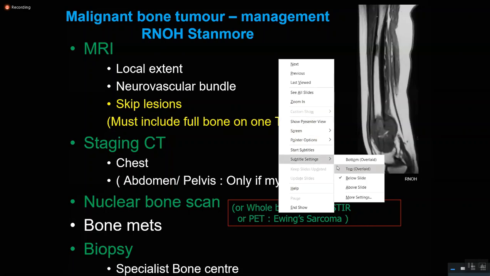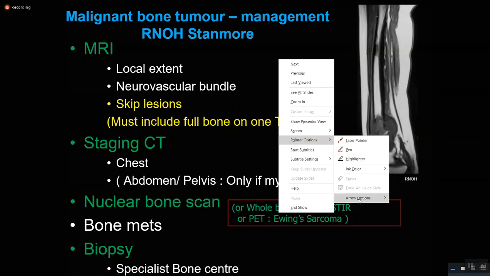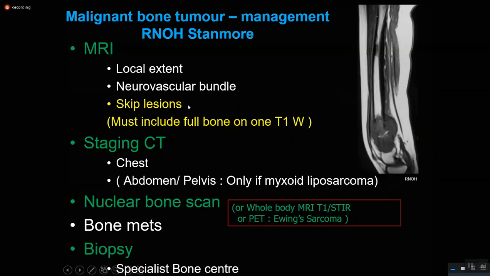In Stanmore, which is the Royal National Orthopaedic Hospital, please remember that in the UK we have specialist bone tumor centers. In London and in the surrounding areas around London, all cases are sent to RNOH. They do a single T1 weighted sequence covering that bone. For the rest of the staging, you can do a CT chest, but if there is a liposarcoma, you can also do CT chest, abdomen and pelvis. Whatever you say, it doesn't make a difference.